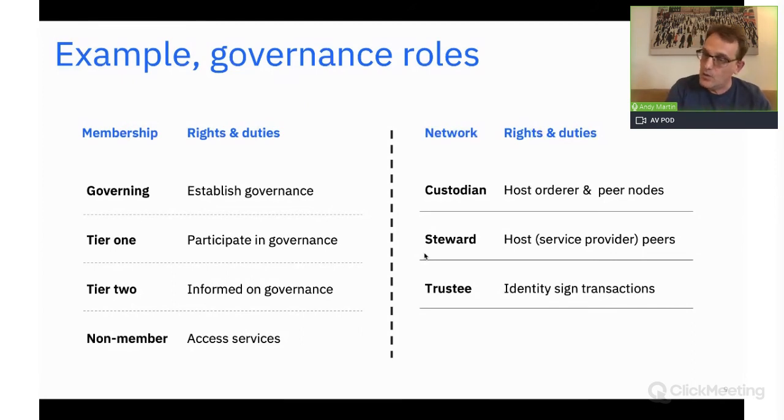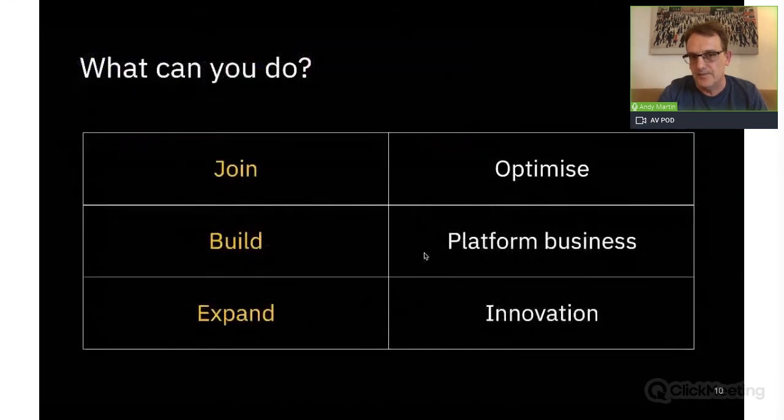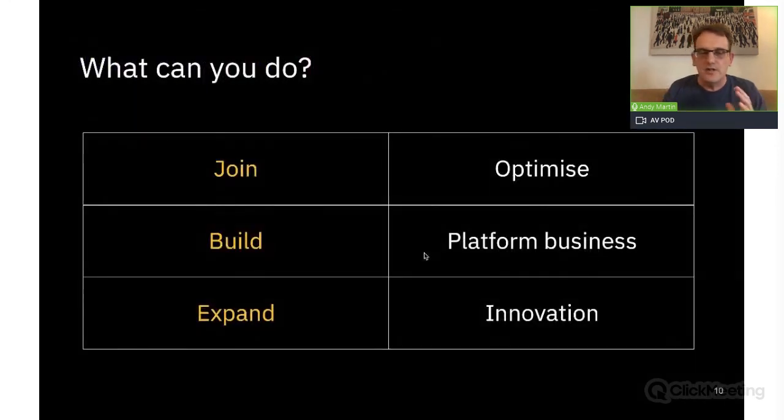Recognizing you can start quite centralized and then become more decentralized over time as you morph towards this hybrid of a public and a private environment. So in summary then, my last slide is, what are the three options that you have as to how you could start thinking about deploying blockchain within your business?